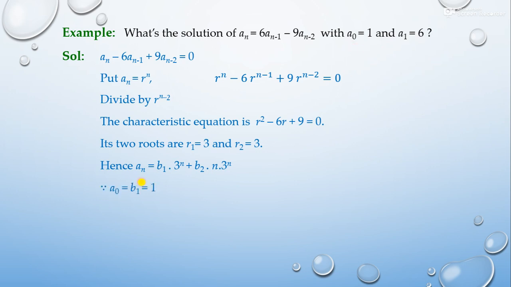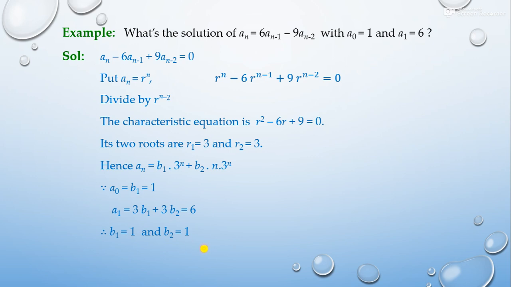When you put n equal to 0, you will get a0 equal to b1 times 3 raised to the power 0, which becomes 1, and the other term is 0, so only b1 is left, so b1 is equal to 1. The second one is a1: when you put n equal to 1, you will get 3 b1 plus 3 b2 is equal to 6, as given. So now you have two equations and two unknowns, so you can find the values of b1 and b2. b1 we have already calculated, that is 1. Putting in the value of b1 and calculating b2, you get b2 is 1. So the values of b1 and b2 are both equal to 1.